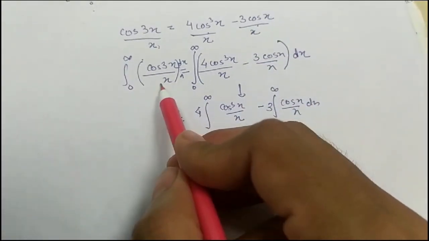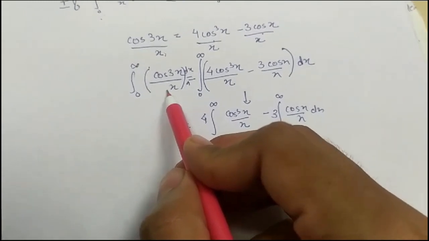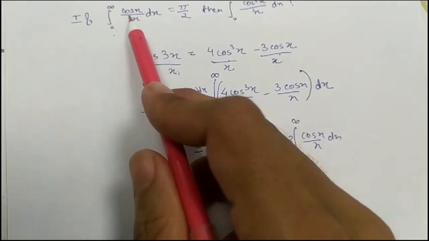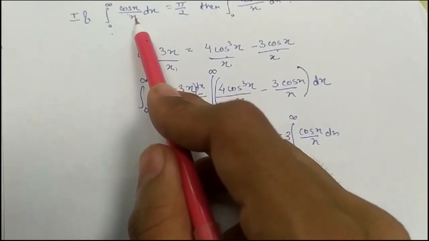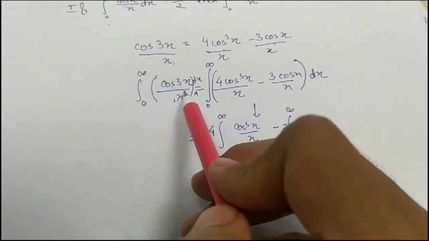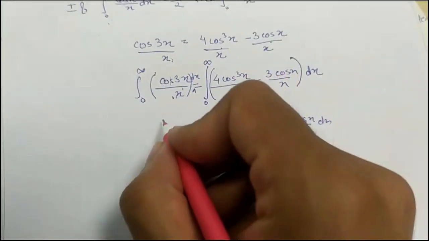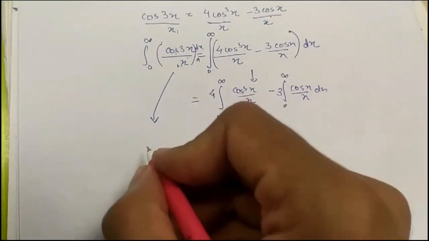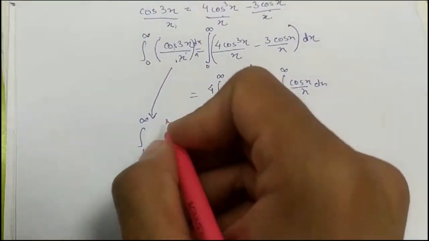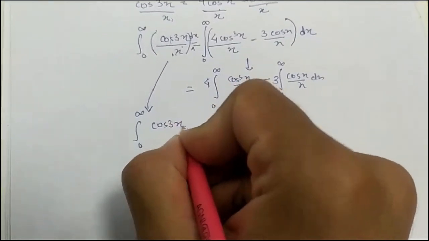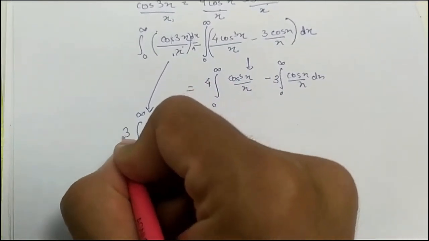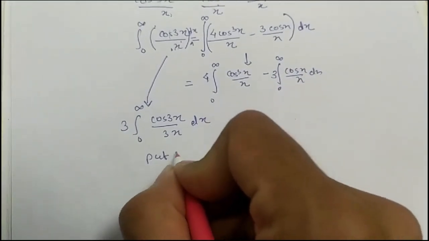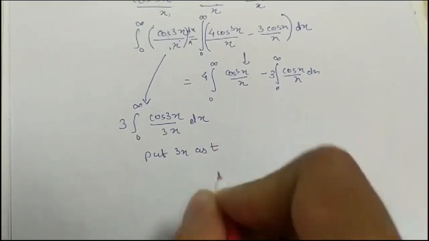Now before you evaluate this to pi by 2, you need to keep one thing in mind: the phases are not the same. Here it was the integration from 0 to infinity of cos x by x dx. It was x, not 3x. So first we have to make the phases the same. Let's first evaluate it separately. The way I'm going to do it is 0 to infinity cos 3x. Let's multiply numerator and denominator by 3. Now put 3x as t.